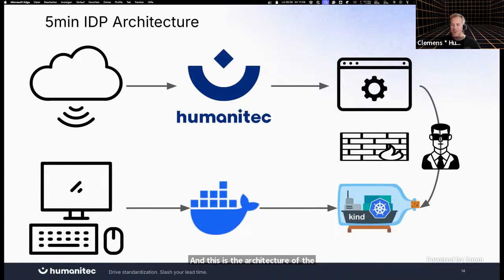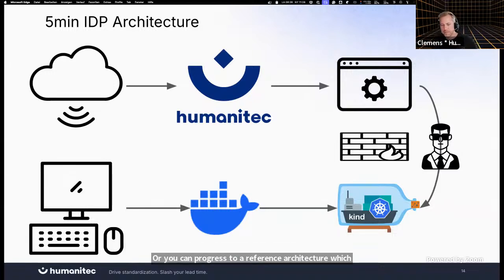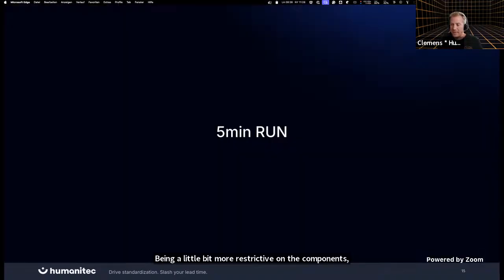Obviously, you're lacking a lot of the things around, like Git repositories and so on and so forth. But you can put them on the table if you want to with a little bit of effort, or you can progress to a reference architecture, which gives you then the full capabilities. Right, but being a little bit more restrictive on the components and the architecture allows us to be really fast, right? So let's see if I can keep my promise and do a 5-minute IDP run.